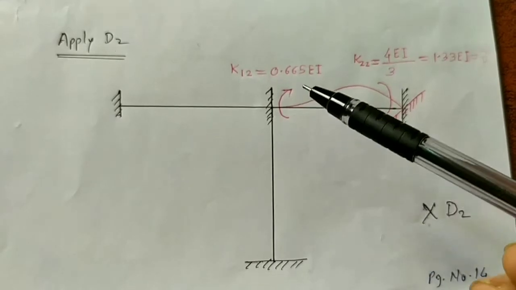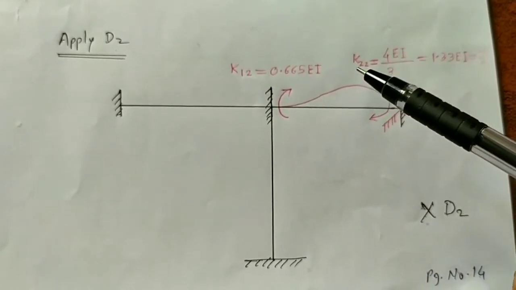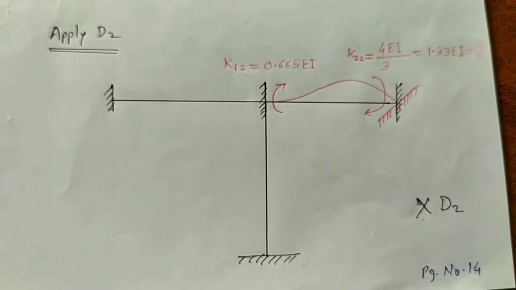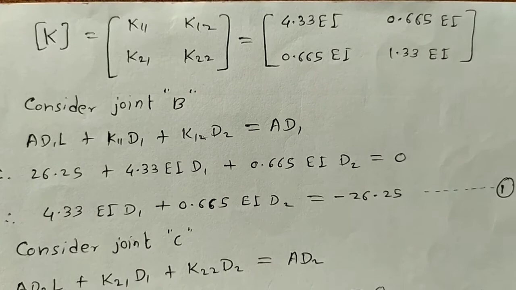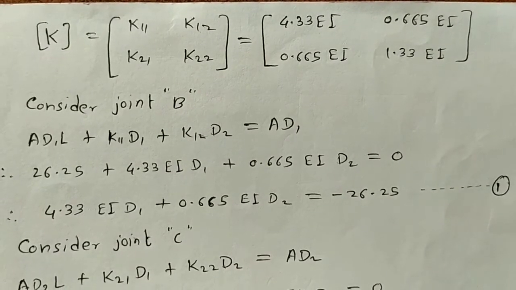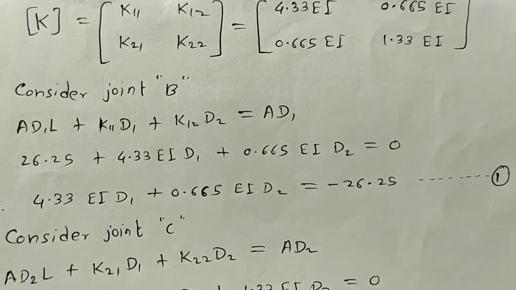So this is the first position. That's why I wrote 1. This is the second position. That's why I wrote 2. Now we have got the stiffness matrix. After that, come to the unknowns. So the unknown is theta B. So that's why I consider joint B.